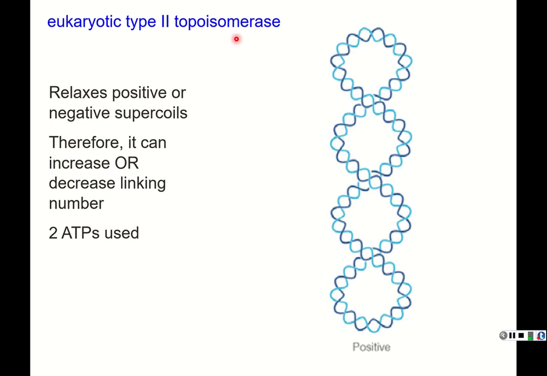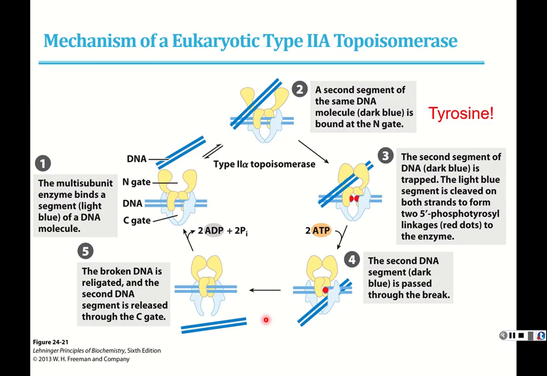So eukaryotic type 2 topoisomerases relax positive or negative supercoils. Therefore, it can increase or decrease the linking number. Okay, and again, ATP is being used in this. All right, so the mechanism of type 2 topoisomerases. Okay, if we start here, we have 2 strands, double-stranded DNA. The topoisomerase is kind of wrapped around this lighter colored blue strand. Okay, the darker colored blue strand is just a region of DNA a little bit further away from it.